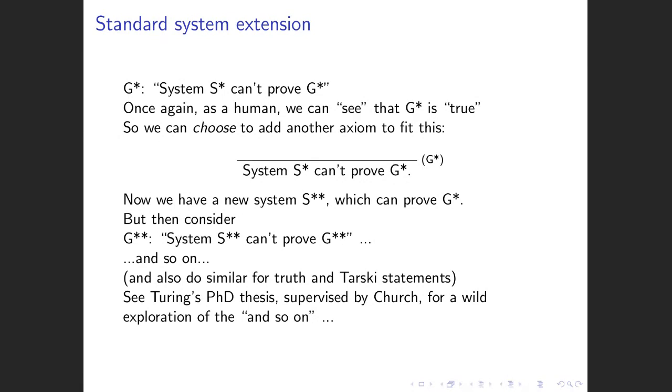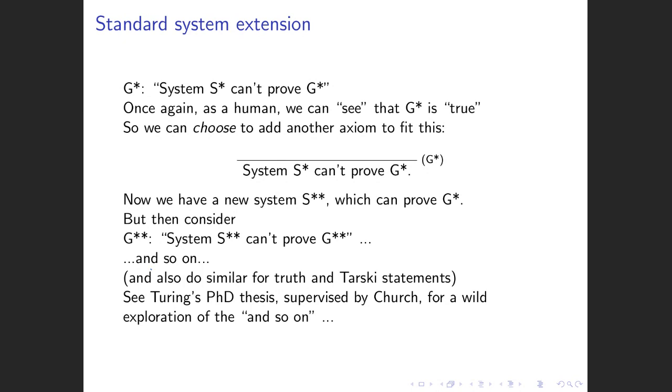Now consider the Gödel statement for this sentence. Now we have G star star, which says system S star star cannot prove G star star. And at every point in this process, the system is going to call you, human, for help to answer the question that it cannot answer. You're going to make the choice, chuck in a new axiom, and then you're going to confuse it again, and so on and so on.